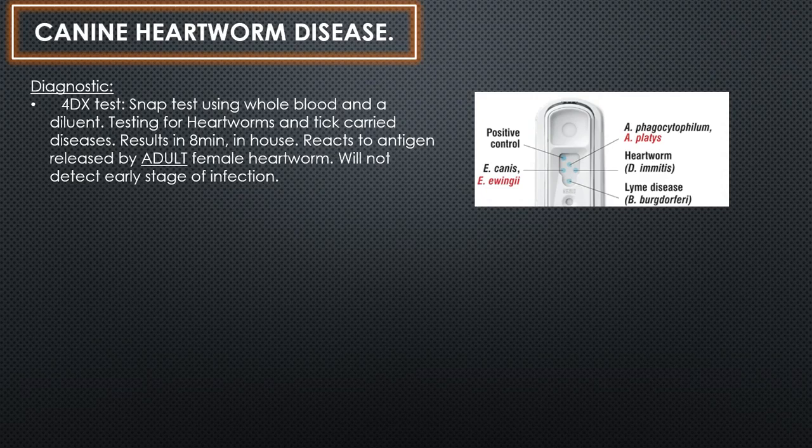However, this test is reacting to an antigen produced by the female adult heartworm, meaning that if you test a dog within the first 6 months of being infected, the dog is going to test negative despite carrying microfilaria in his bloodstream. This is why, for example, some dogs are taken from the streets, tested negative, and a few months later they are tested again, and this time testing positive.